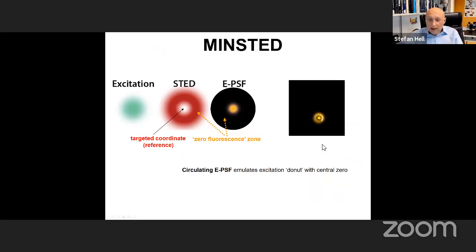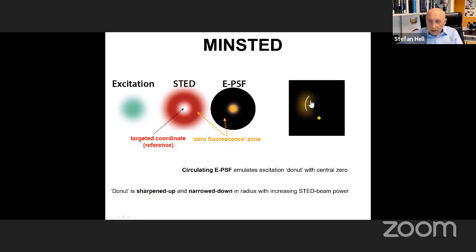And that way we can localize the molecule. So circulating EPSF emulates an excitation donut with central zero. And this is the idea behind MINSTED. What is also important is that the donut is sharpened up and narrowed down in radius with increasing STED beam power. So once we go along, so to speak, with time, of course, we sharpen up the donut.